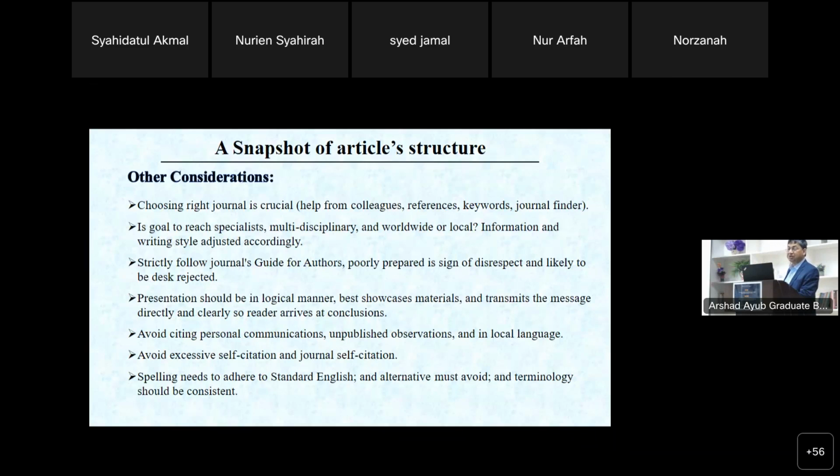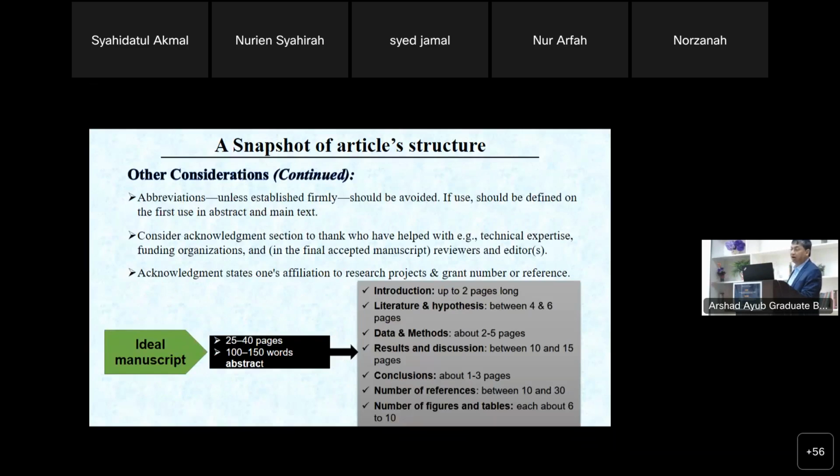Spelling needs to adhere to standard English. Alternatives must be avoided, and terminology should be consistent. Now, abbreviations, unless firmly established, should be avoided. If used, they should be defined on first use in the abstract and the main text. You already know this. The first time, you really need to tell what it is. Consider the acknowledgement section to thank those who helped with technical expertise, funding organizations, and, in the final manuscript, reviewers and editors. Acknowledgement should state one's affiliation to the research project and the grant number or reference.